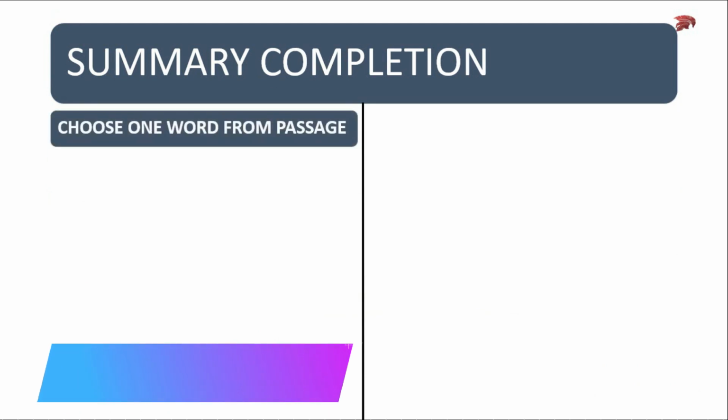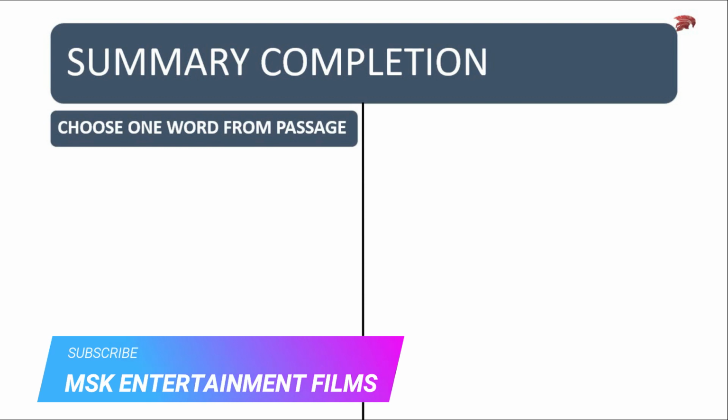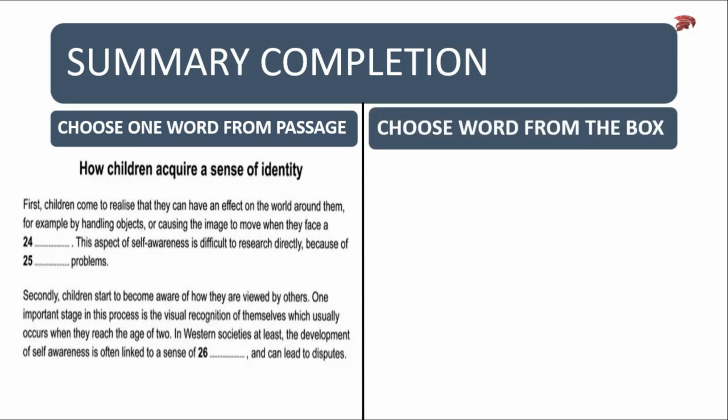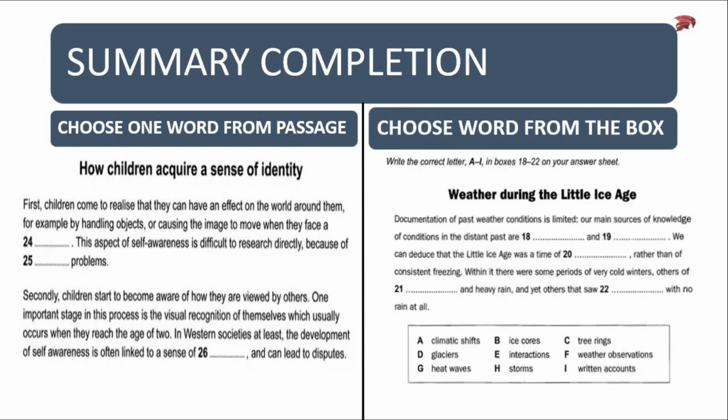Well, there are two types of summaries. One is choose one word from the passage, which will exactly look like this. The second one is choose the word from the box. It will look like this. There will be a box given in the passage below or above. That totally depends on the examiner. But there are these types of passages.